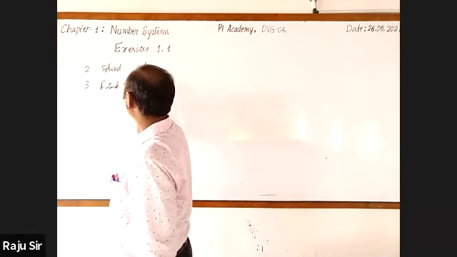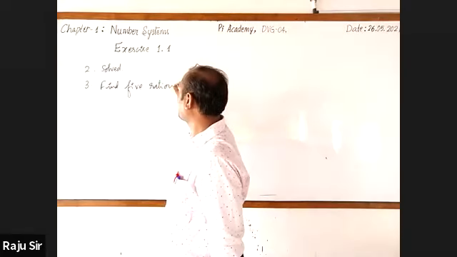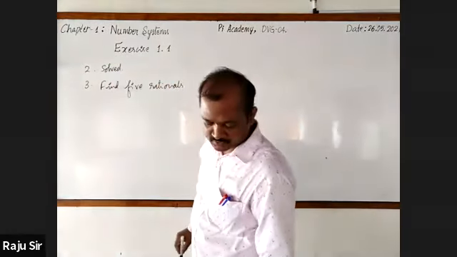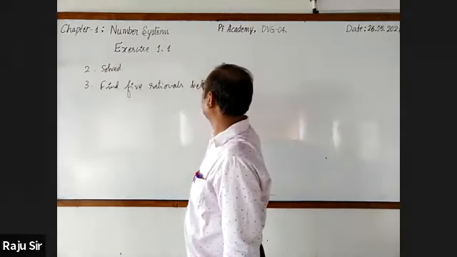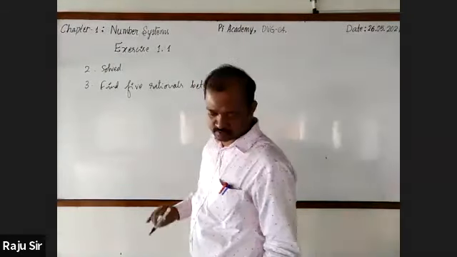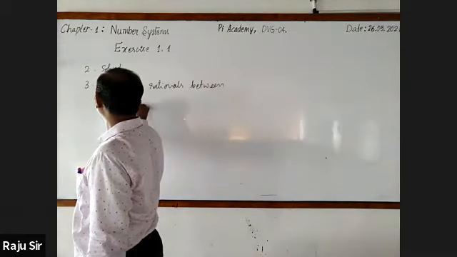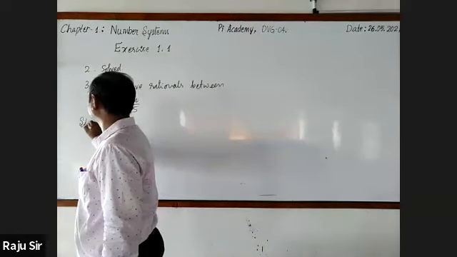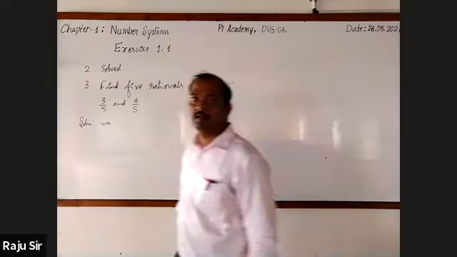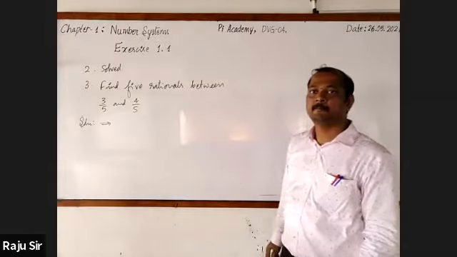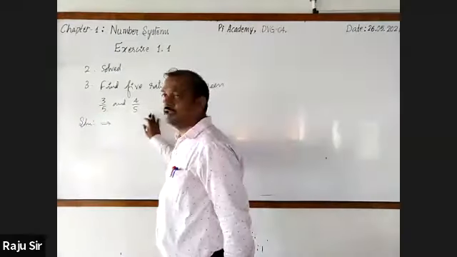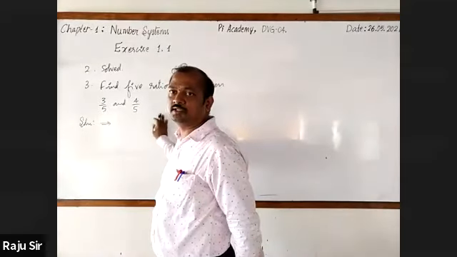Find five rationals. 5 rationals between 3 by 5 and 4 by 5. Is it not easy? Very easy. Yes, sir, easy. The denominators are same. Yes. Denominator in both the cases is the same.